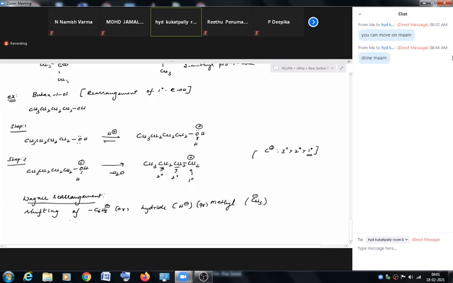Shifting of either C6H5 minus or H minus or CH3 minus to form a more stable carbocation. So this is the literal shifting of hydride or methyl or phenyl. Most commonly we will be encountering hydride shift or methyl shift.